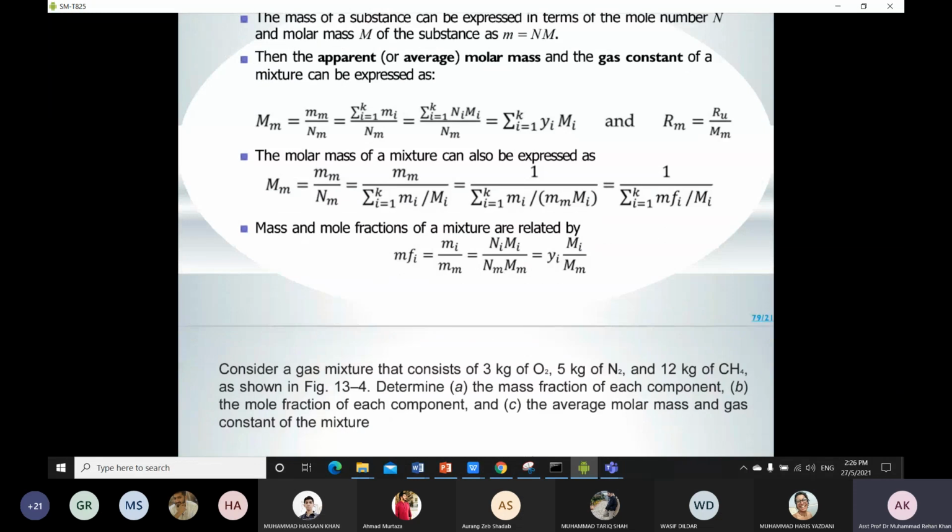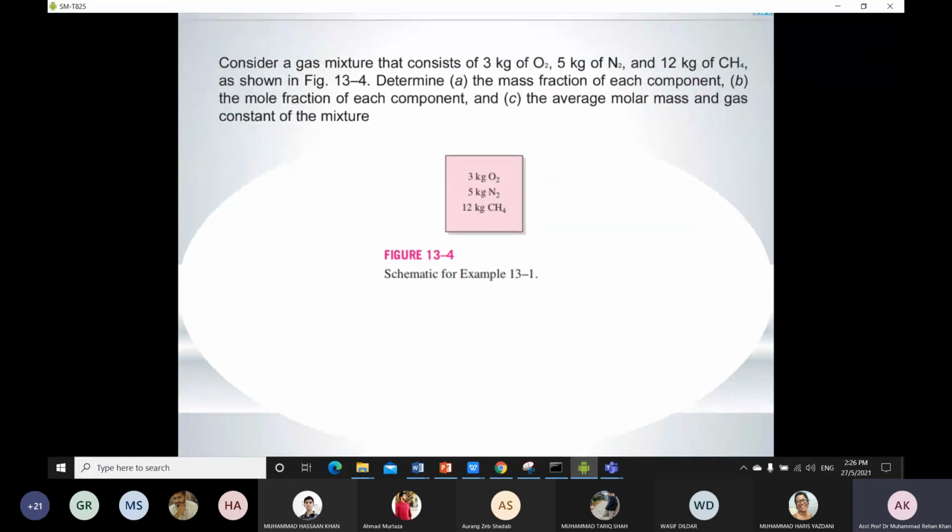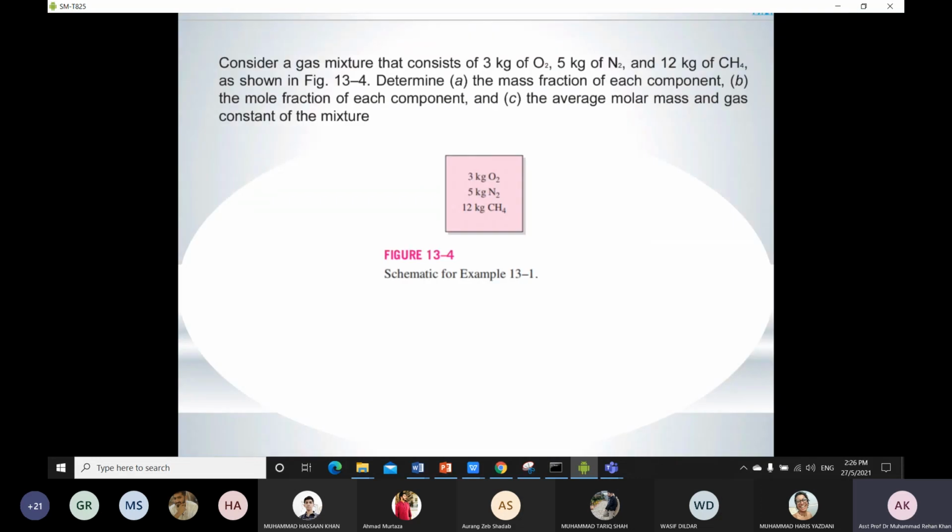Okay, so now coming towards one question. Okay, so first you have to read the statement, then we will try to solve it. Okay, basically this is example 13-1 from your book. Okay, so consider a gas mixture that consists of 3 kg of O2, 5 kg of N2, 12 kg of CH4, okay, which is shown in the figure as well, that your gas mixture, okay, for example this is a container, and the gas mixture inside this container consists of these three gases.